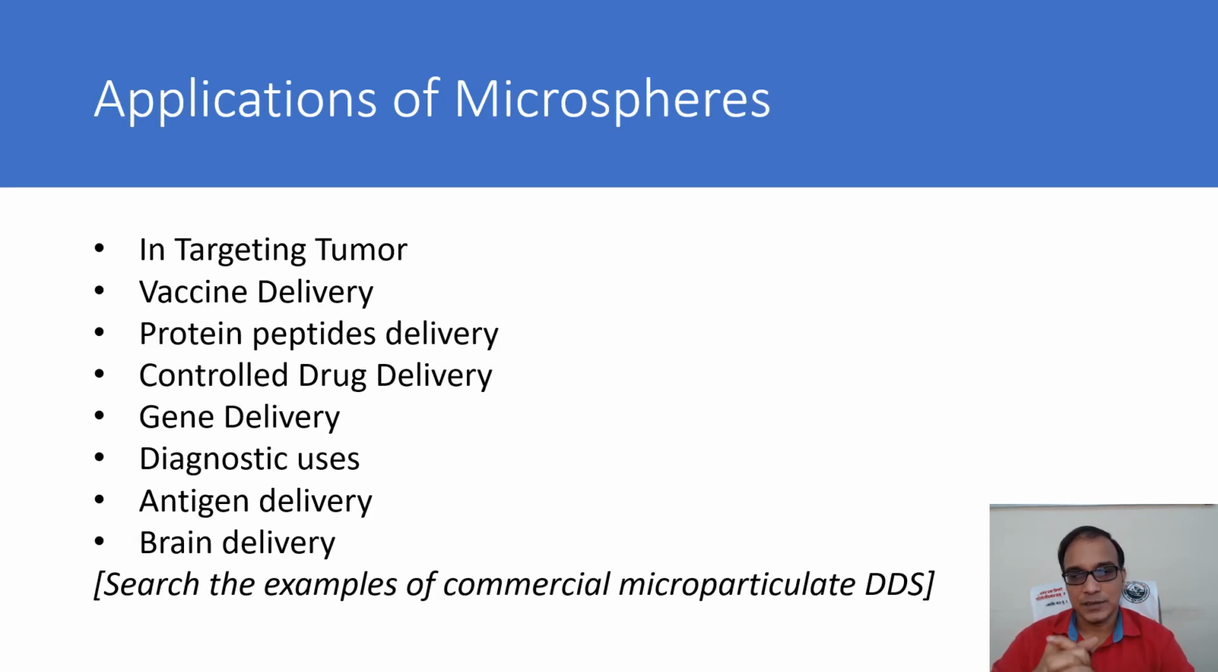Now, what are the applications? As far as the application is concerned, they are used in targeting of tumor, vaccine delivery, protein peptide delivery, controlled drug delivery, gene delivery, diagnostic uses, antigen delivery, and brain delivery. You can have a specific example of each category. Just add this depending on the length of answer required. You can pinpoint further examples for each category of application. Okay.